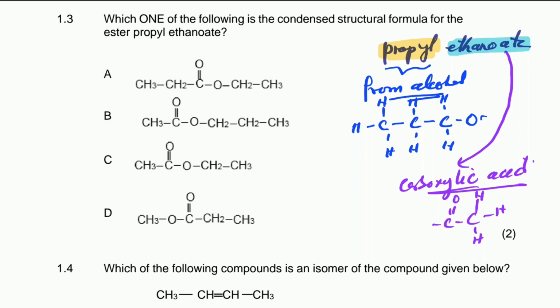So this is what we are looking for. The side that has the O must have 3 carbons, and the side that has the double bond with O must have 2 carbons. If we look at that, you can see that the answer is going to be B. You have here 3 carbons with a single oxygen, and 2 carbons with a double bond. So this is the ester we are looking for.